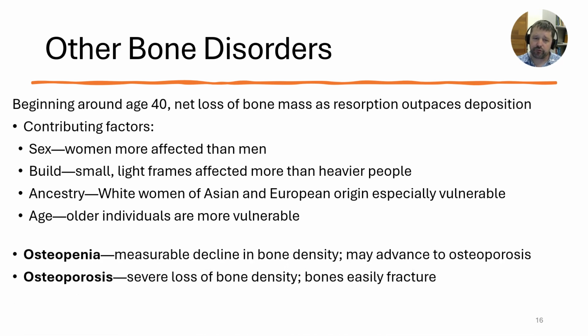Okay, and that really gives us two kind of conditions, one called osteopenia, okay, which means that you have a measurable decline in bone density. Okay, lots of people will have osteopenia, and it may advance to osteoporosis. And so osteoporosis is severe loss of bone density, which can cause bones to fracture easily. Okay. All right. Next time up, we're going to talk muscle.